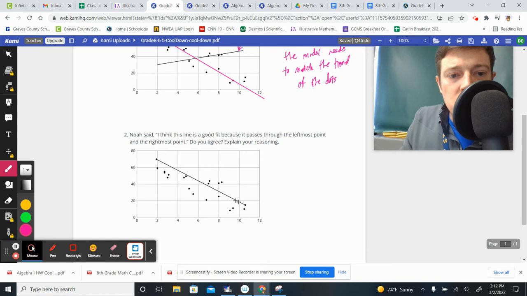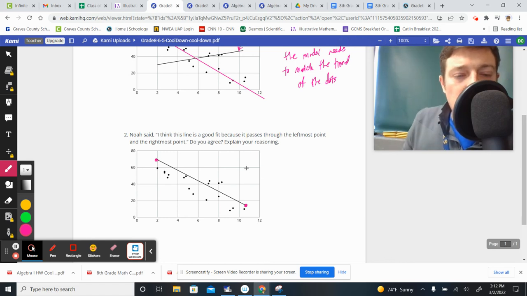He's matching the trend, and he feels like, hey, I got a pretty good fit because it passes through the leftmost point, which is here, and it passes through the rightmost point. So he's like, that's going to make a good line for me. And that's not a bad place to start when you're drawing the line. That's usually going to help you show the trend.